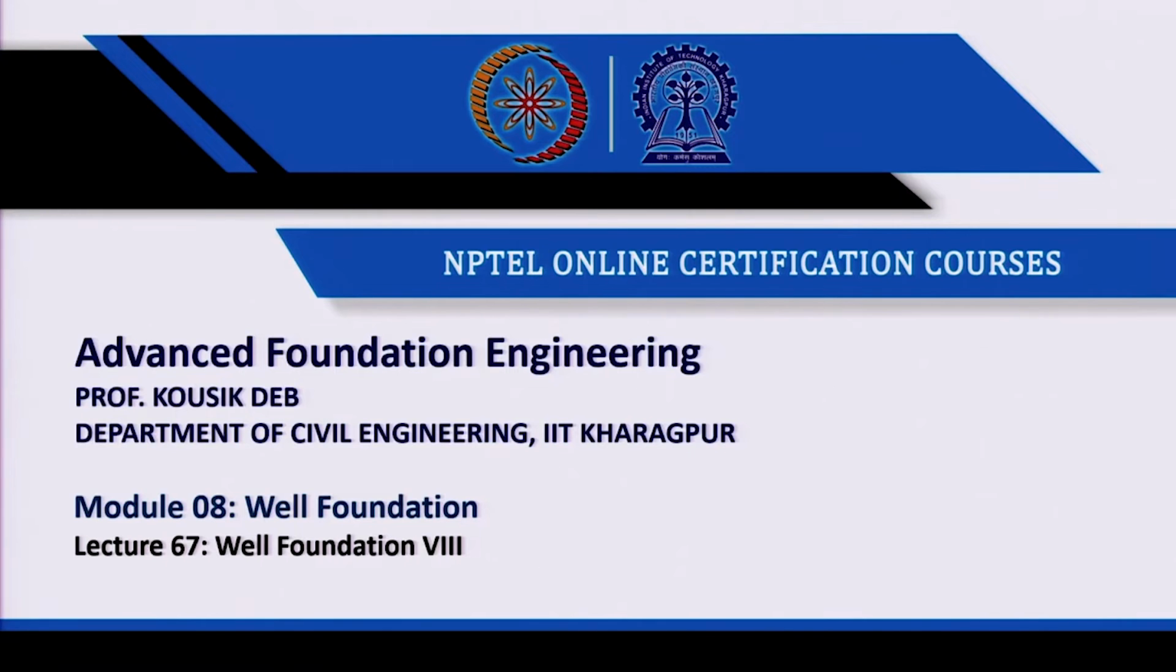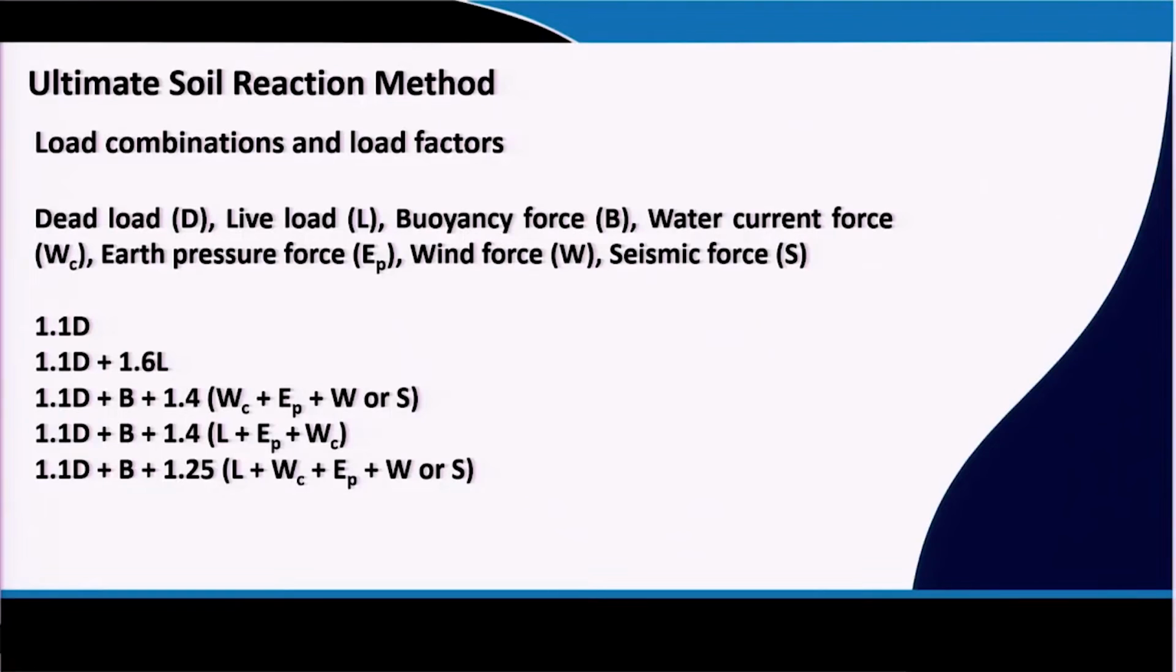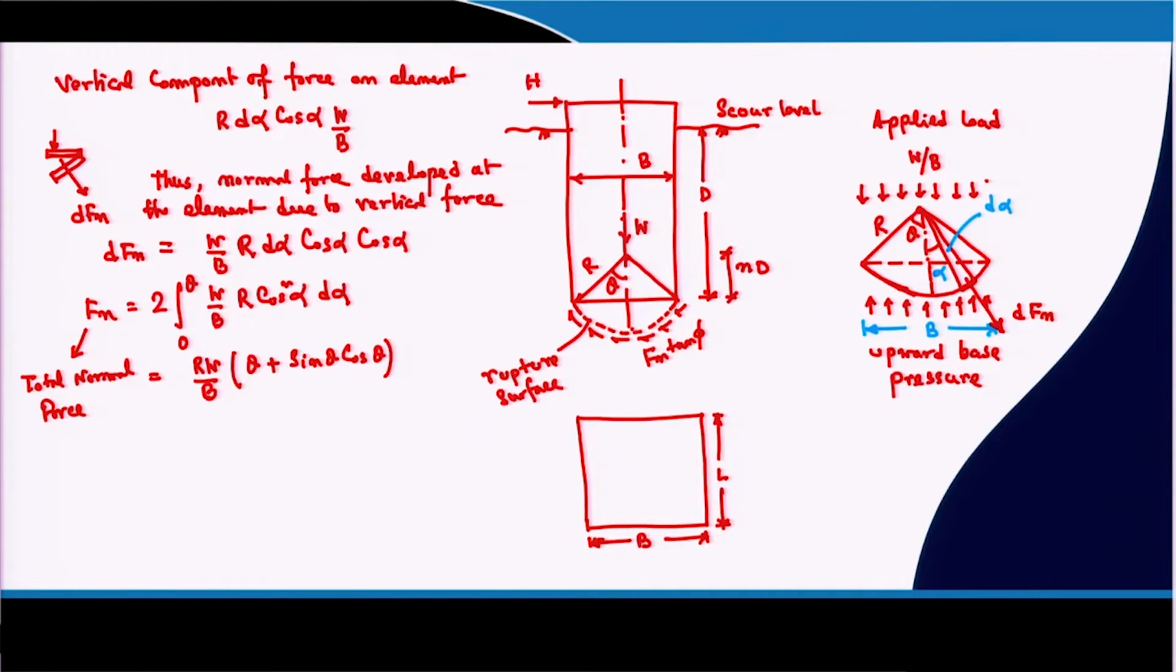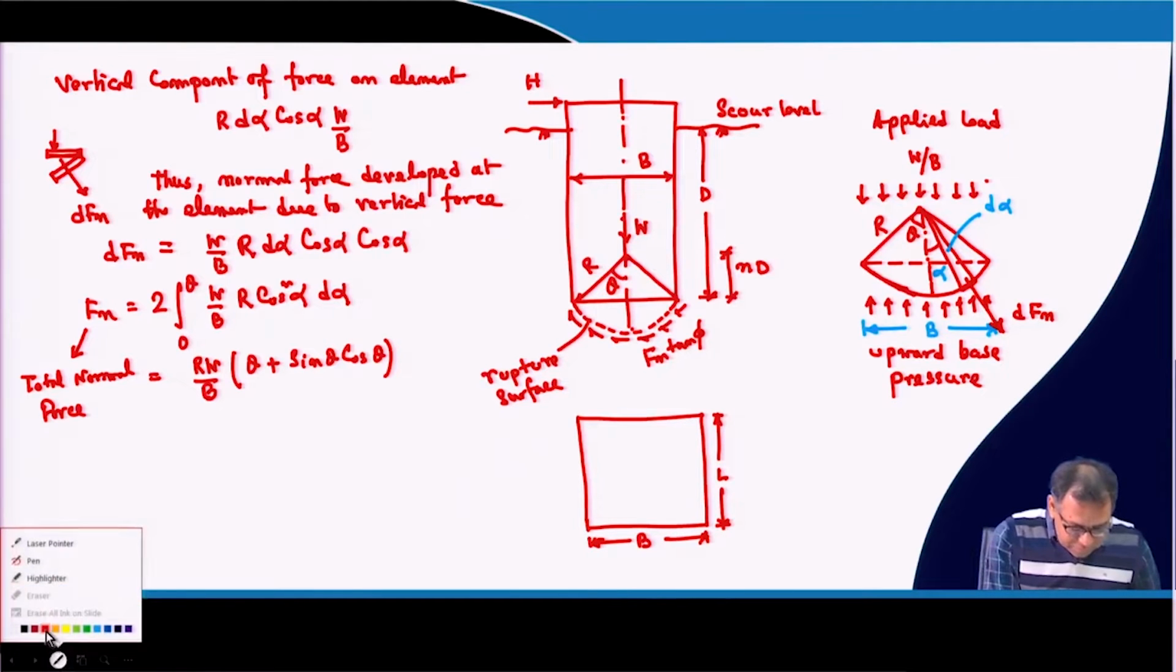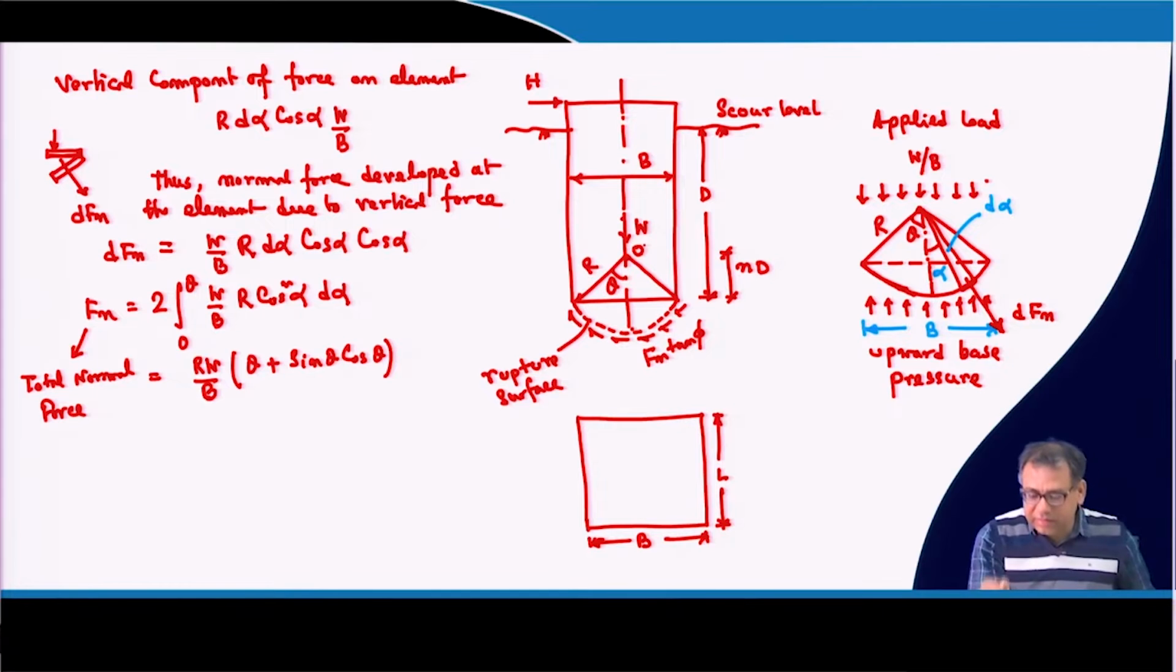So, last class I was discussing another method to determine or to check the stability of a well, and that method was the ultimate soil reaction method. And then I discussed the load factor and the load combinations, and then I was discussing the normal force which is acting along this rupture surface, because it is assumed that the well rotates along a point, say O.